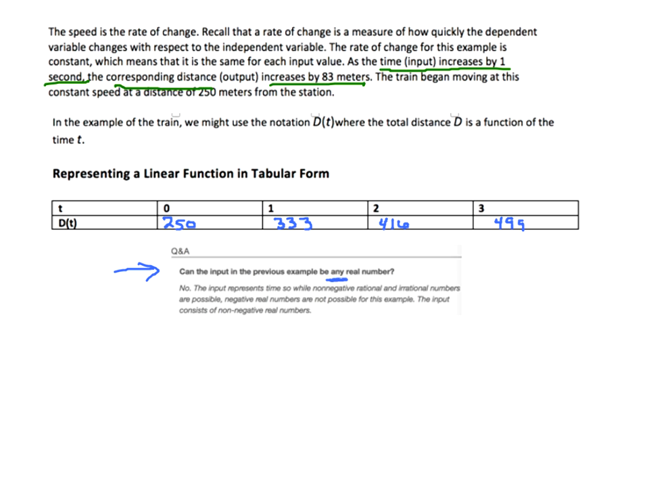So the domain for the function d of t would have to start at the 0th second, and then I can go through positive infinity. I can travel for as long as I'd like until the fuel runs out or whatever. But you cannot go below the 0 second.